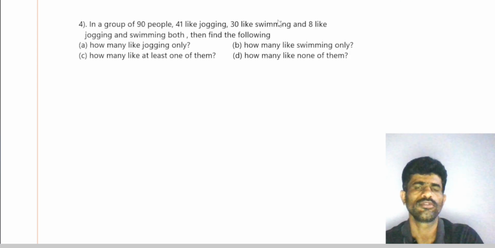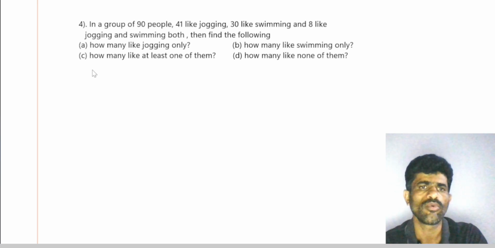Yes, this is another problem in which we have a total of 90 people. Of the 90 people, 41 like jogging and 30 like swimming, and 8 like jogging and swimming, which means they like both. So we know one piece of information, the total number of people is 90.